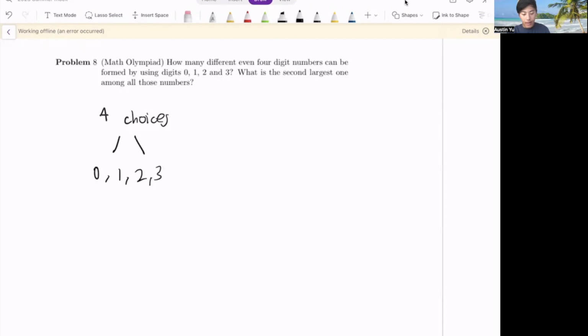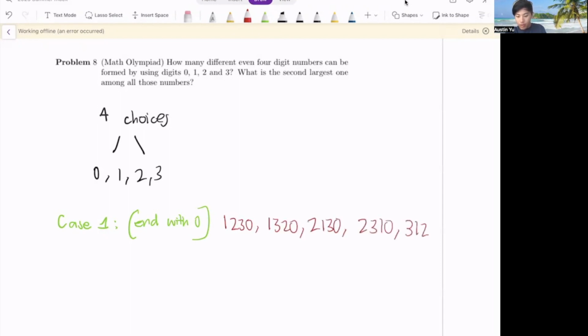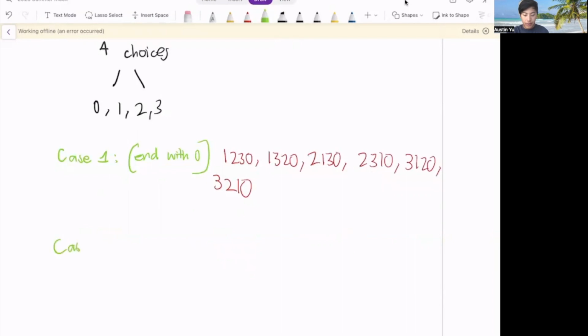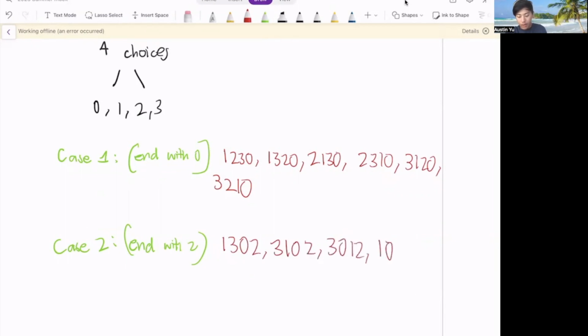And then we see here that there are 2 cases. Case 1 would be that such numbers end with 0. And these numbers would just be 1,230, 1,320, 2,130, 2,310, 3,120, and 3,210. And then case 2, such numbers that end with 2 this time. And this would give us 4 different choices, 1,302, 3,102, 3,012, and finally 1,032.